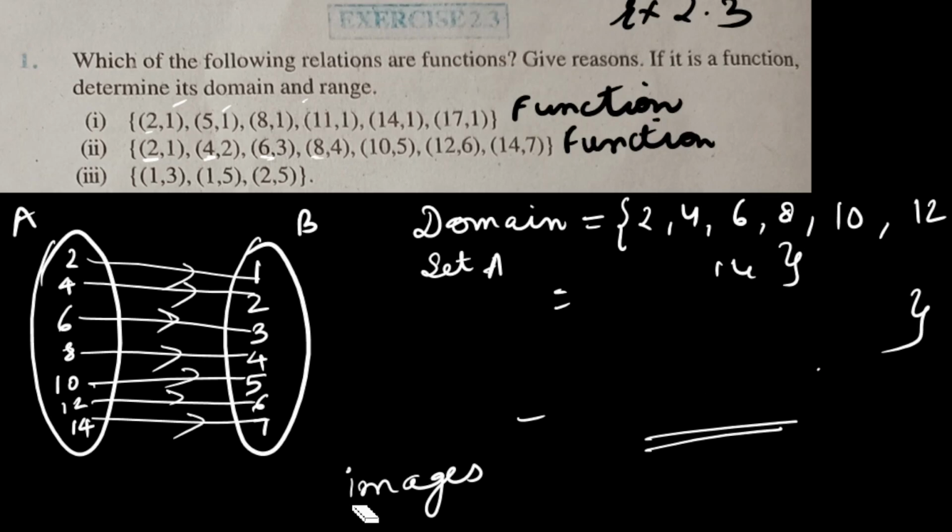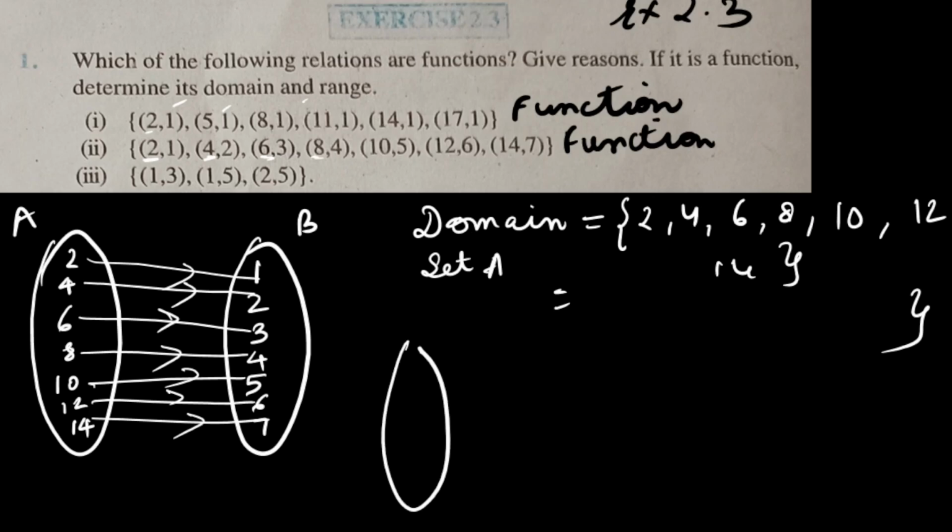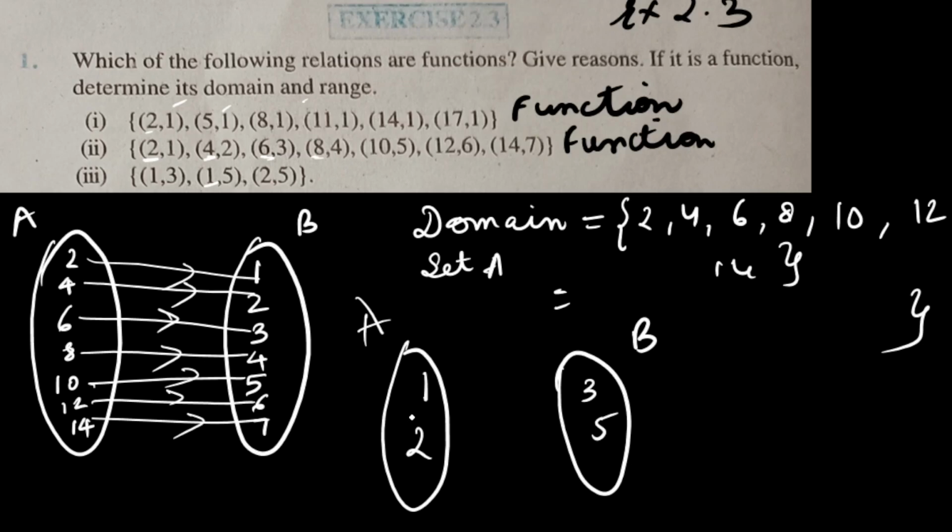Now let's consider the third one. In the third one, two sets are there, set A and set B. The elements of set A are 1, 2, and the elements of set B are 3 and 5. So 1 maps with 3 and 1 maps with 5 also. 2 maps with 5. In this example, 1 has two images, 3 as well as 5. But the definition of a function says every element of set A should have only one image. Here 1 has two images, so this is not a function.